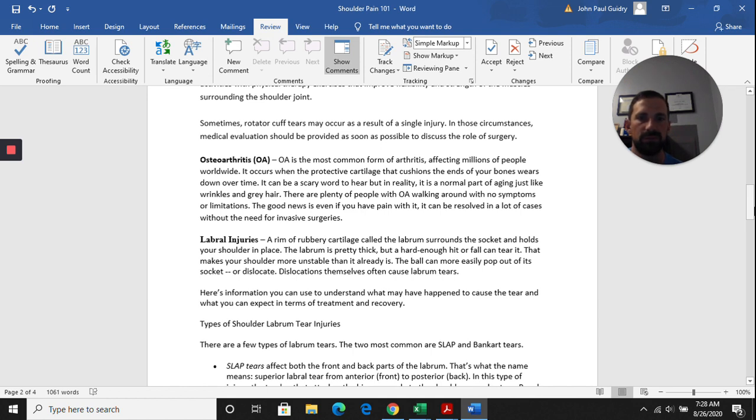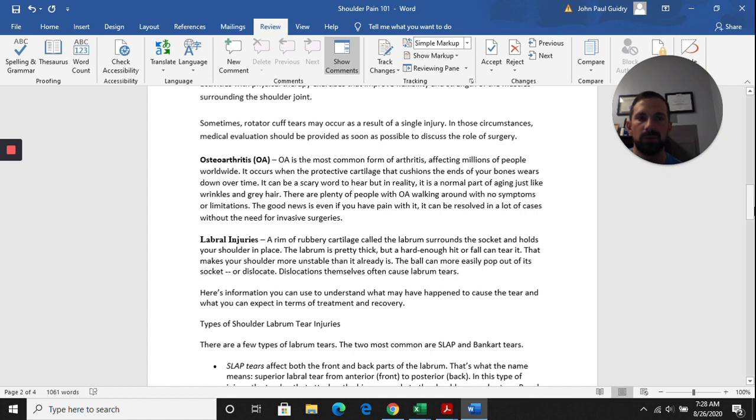It affects millions of people. The process can start in our late 20s and early 30s. And it's just the normal kind of aging of the joints. So it's something we're all going to experience if you live long enough. But it doesn't guarantee that you're going to have symptoms or dysfunction from it.